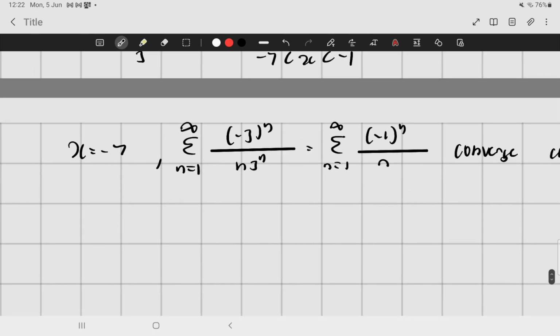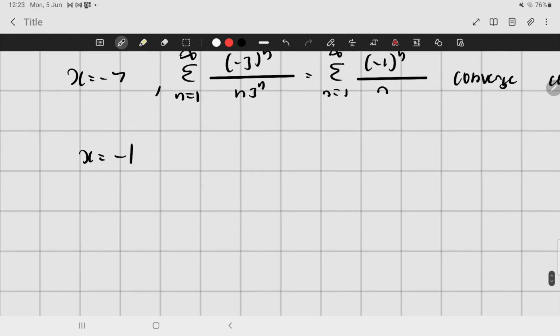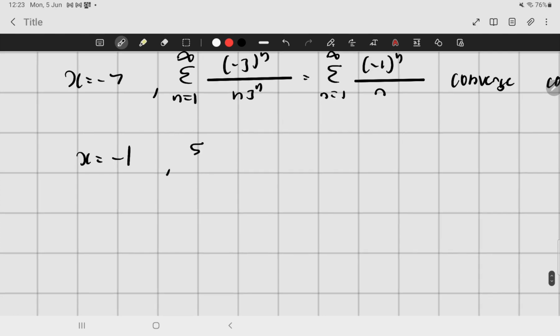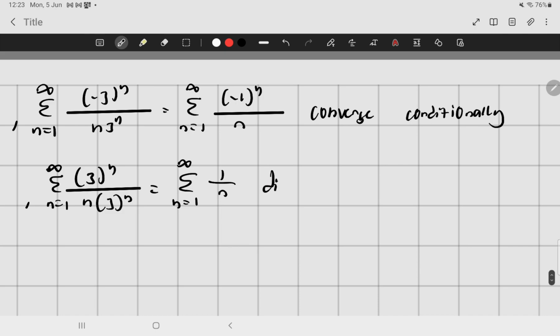Okay, the next one is x is equal to -1. So when x is equal to -1, our series will be the following: 3 to the power of n over n 3 to the power of n. So this implies that we have 1 over n, and this diverges, obviously diverges.